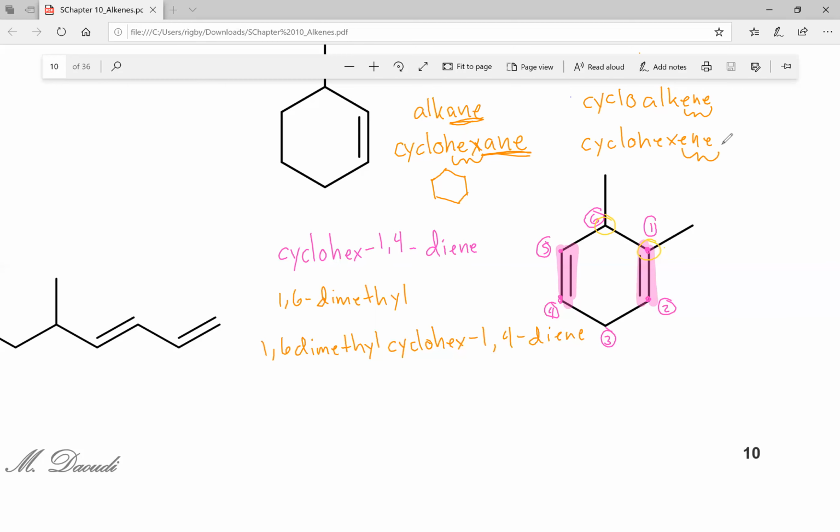And that's the main difference between when we talked about, instead of having two double bonds, having two OH groups. This would be cyclohexane diol. But in this case, we drop that whole A and E part because instead of being an alkane, it's an alkene.